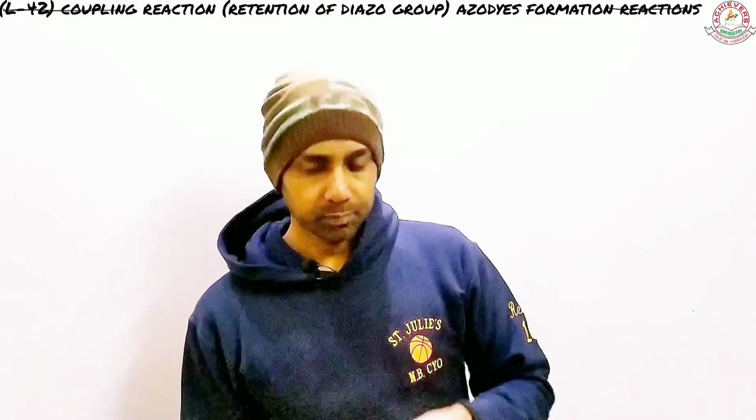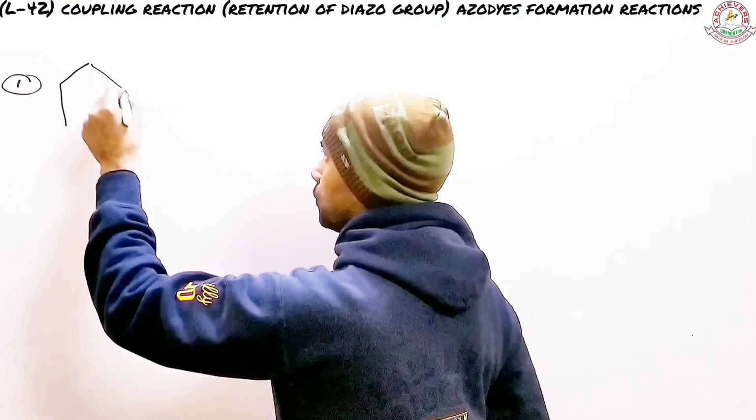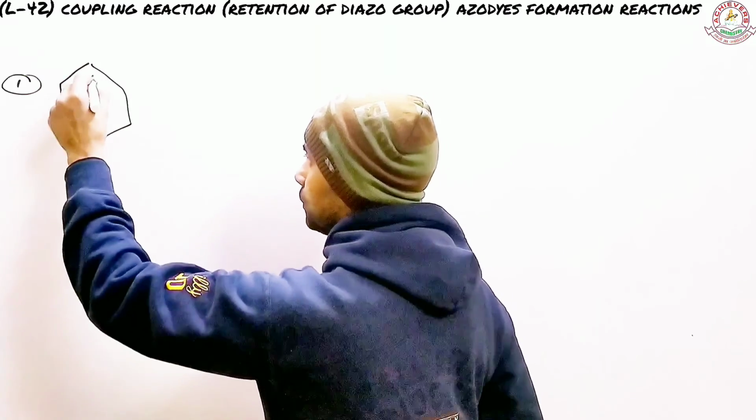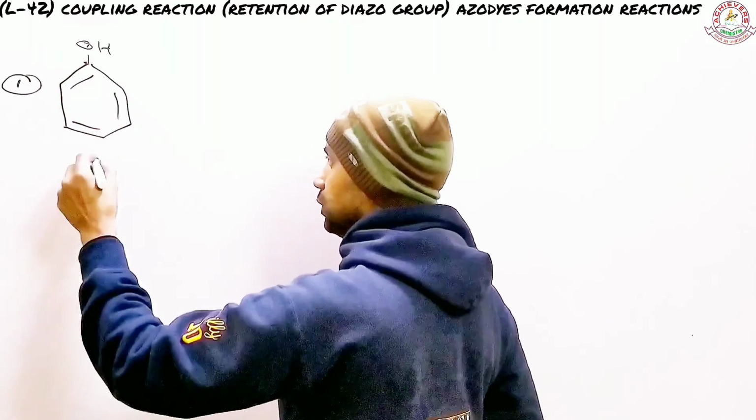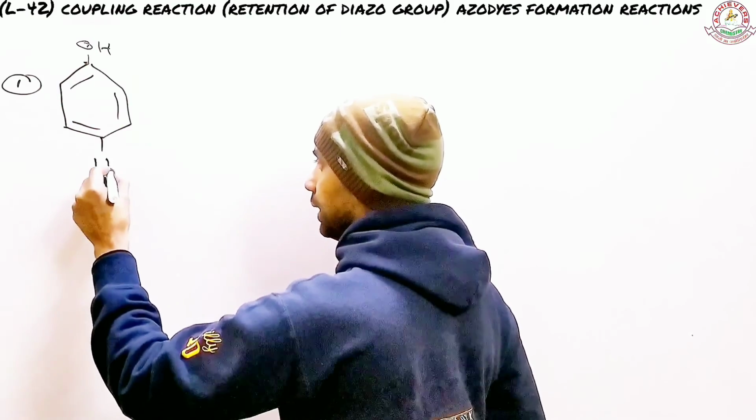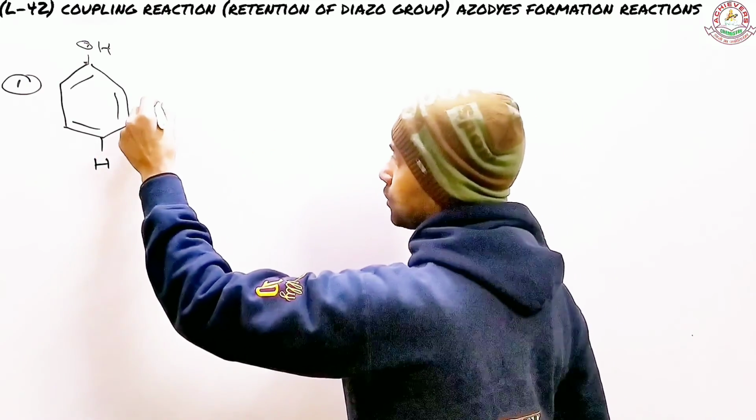So let's start. First I'm taking a phenol molecule here. You do know what a phenol is. So this is your phenol, right? Place one OH right here. And I'm using one of the hydrogens at the para position, because this is the position through which the coupling reaction will be taking place.